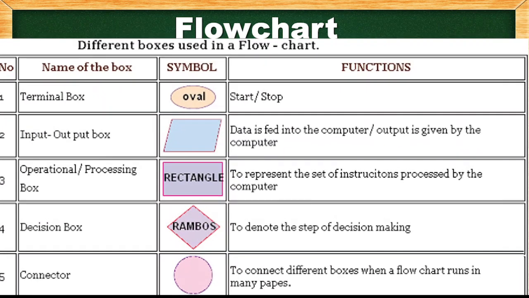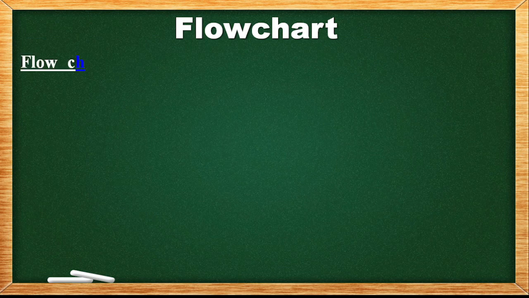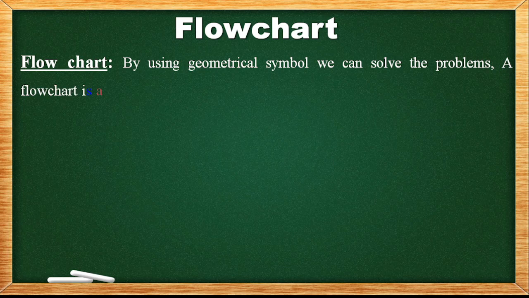The symbols are the terminal box, input output box, operation process box, decision making box, and connector. The terminal box is used for the start and stop of your flowchart. Input is data fed into the computer, and output is produced by the computer. The operation box represents the instructions processed by the computer. So by using geometrical symbols we can solve the problem.